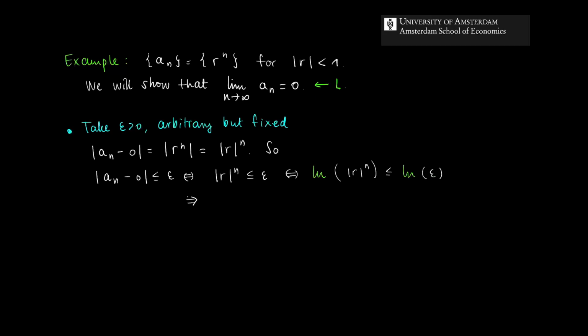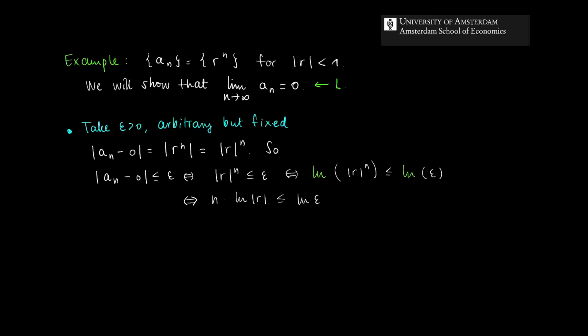And then we see that by using the calculation rules with the logs, on the left hand side we get n times the ln of the absolute value of r is smaller equal than ln of epsilon. And why is this? Well, ln is a monotonically increasing function, as you know, so we keep the same ordering of these numbers. So n times the ln of the absolute value of r is smaller equal than the natural logarithm of epsilon.